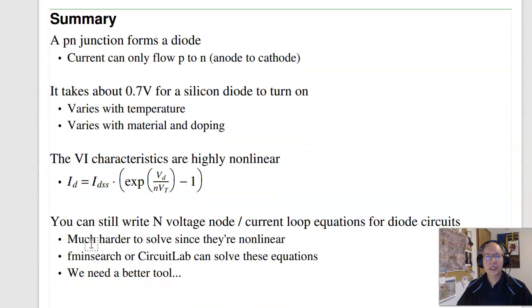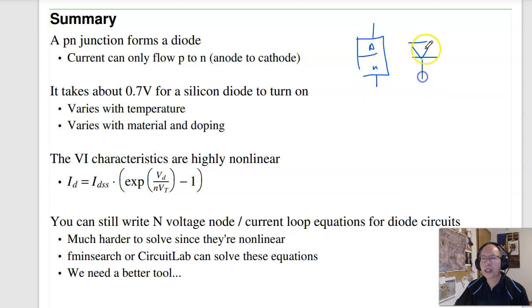So in summary, PN junction forms a diode. The symbol for it, we have a P and an N. The symbol is an arrow with a line. It goes anode to cathode. Current flows in the direction of the arrow. Current only flows one way. Diodes are valves. Current flows anode to cathode, but not the other way around.